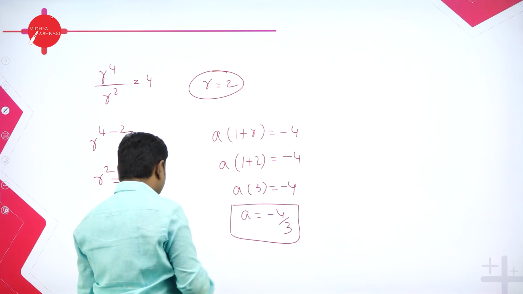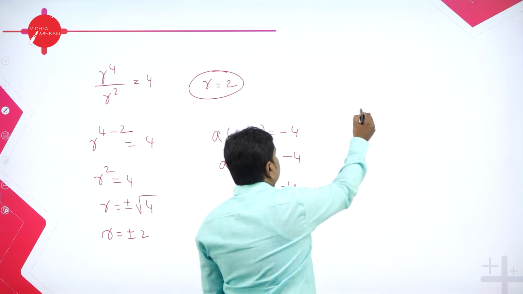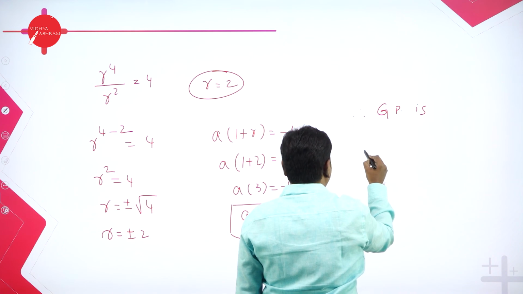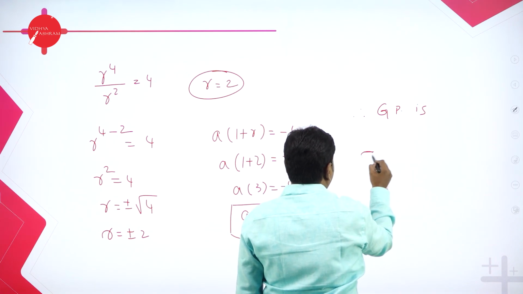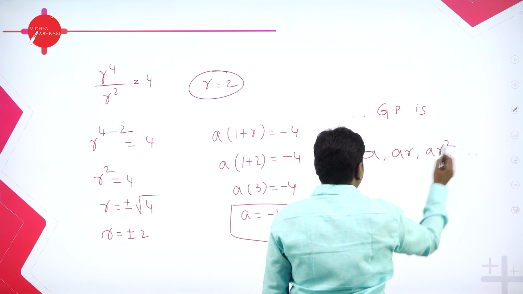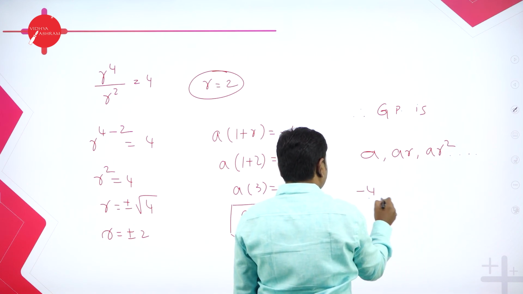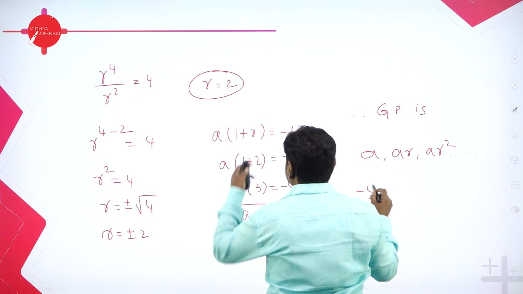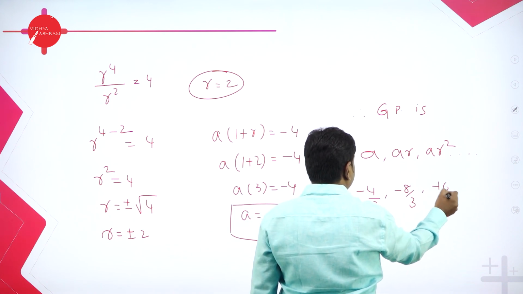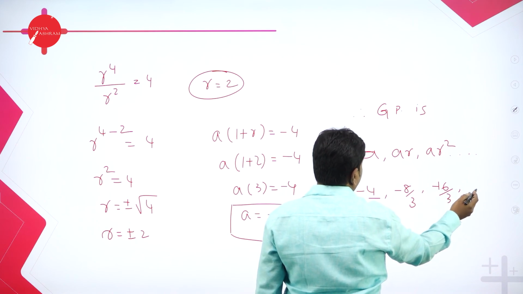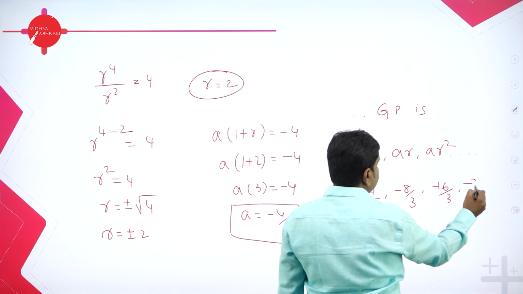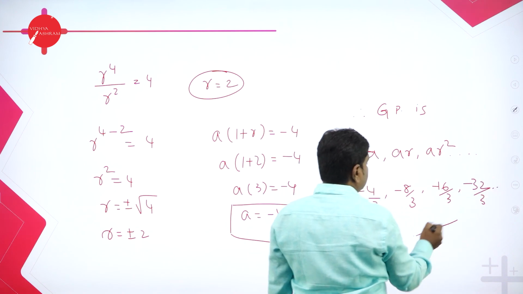So you got A, you got R. Therefore the GP is A, AR, AR square, and so on. A is minus 4 by 3, into positive 2 gives minus 8 by 3, into 2 gives minus 16 by 3, keep multiplying by the common ratio 2, minus 32 by 3, and so on. This is the answer.